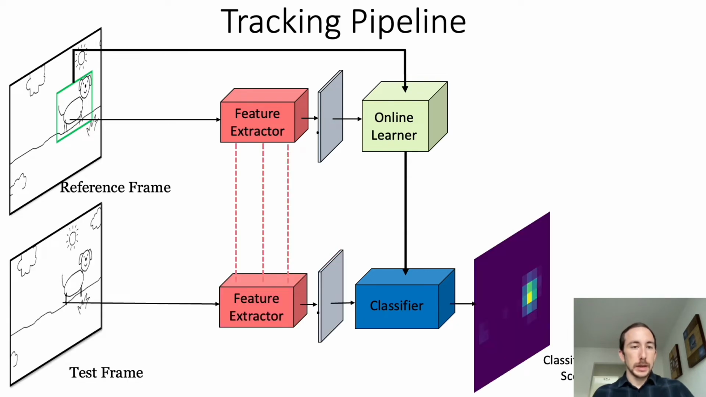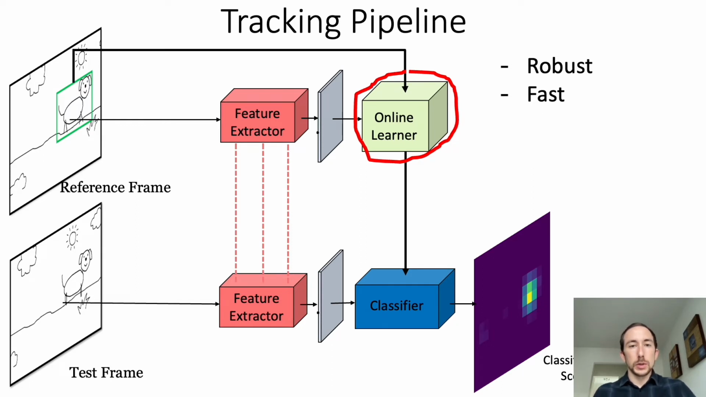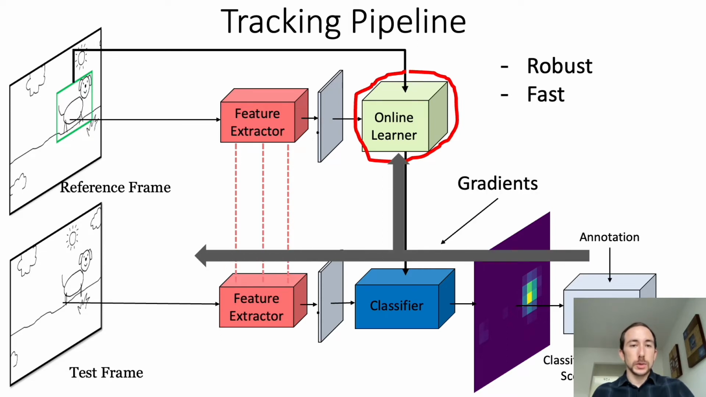Then we want to apply this classifier on the next test frame where we want to locate the target. So the question is now, what properties should this online learner have? Of course, it should be robust and fast, but we also want to train this full system on annotated datasets, where we need to backpropagate the loss of the final classifier score. So we also need this module to be differentiable.